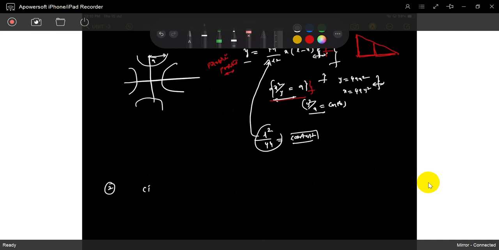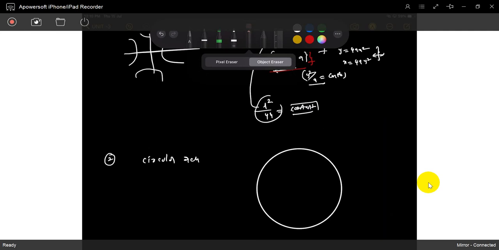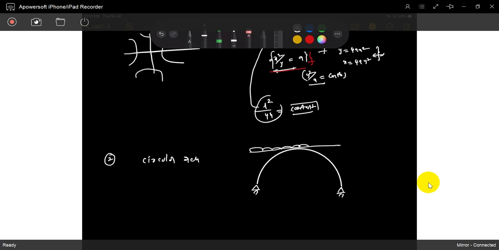The arch is a circular arch. So what is a circular arch? So this is a circular arch, no? Some random load is there, I don't know where it is, you can apply it. Circular arch means what? We know it. This is R, this is R, this is R.